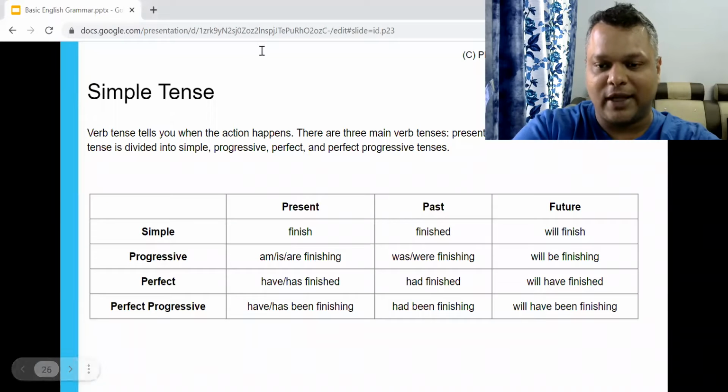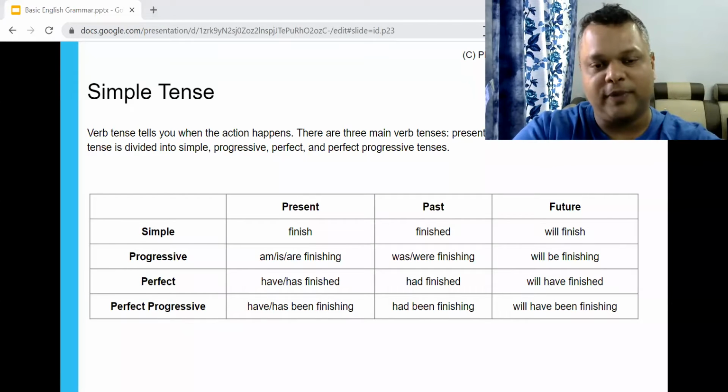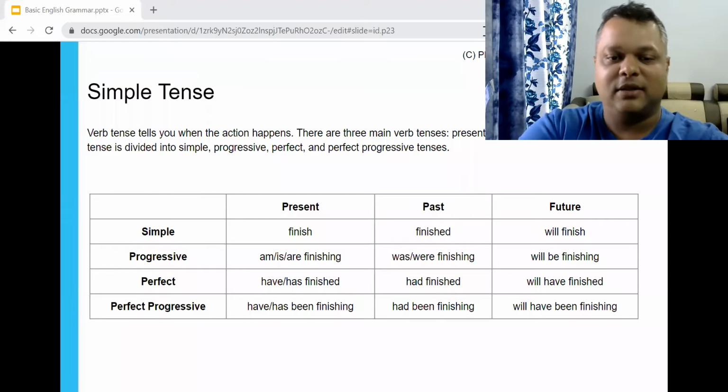So we're going to move on to the next topic because we need to finish this particular presentation today on English grammar. Okay, next is simple tense. What is simple tense? Verb tense tells you when the action happens. Okay, can someone read this for me, please?